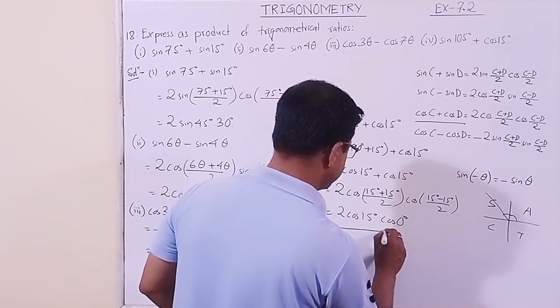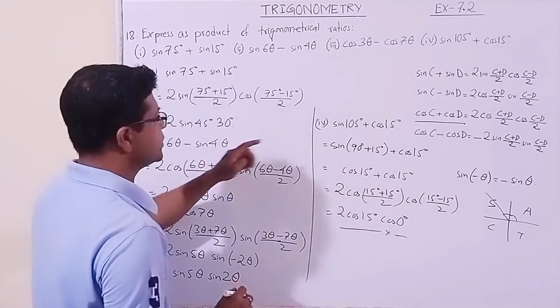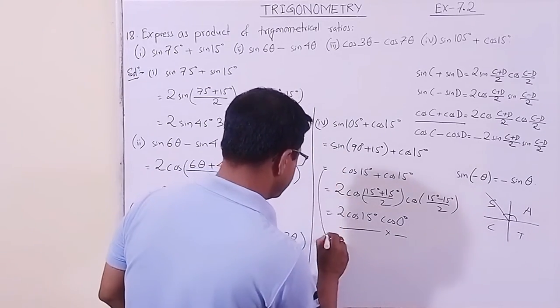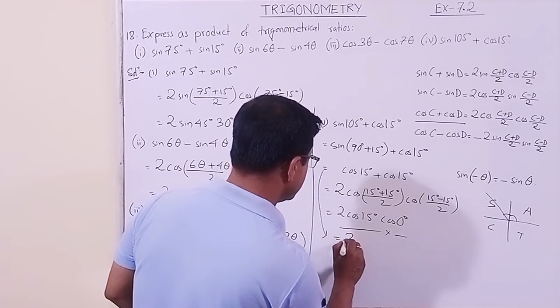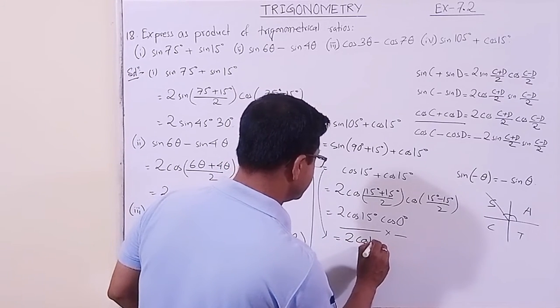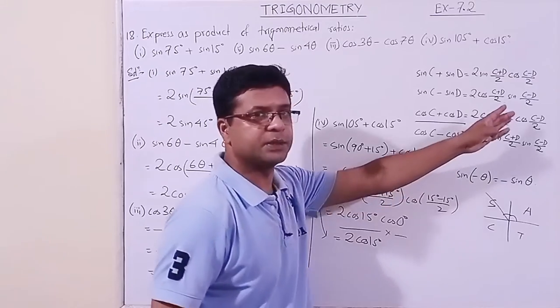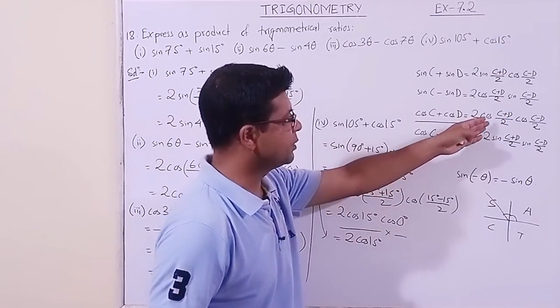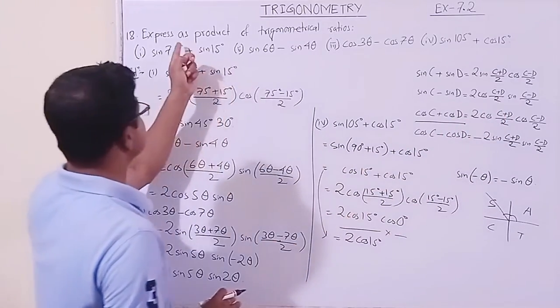Okay, now this is done. Actually we have solved the question. Now especially here, this can also be written as twice cos 15 degree. If we do not want to apply this formula, without applying this formula, how can we solve this? How can we express it as a product?